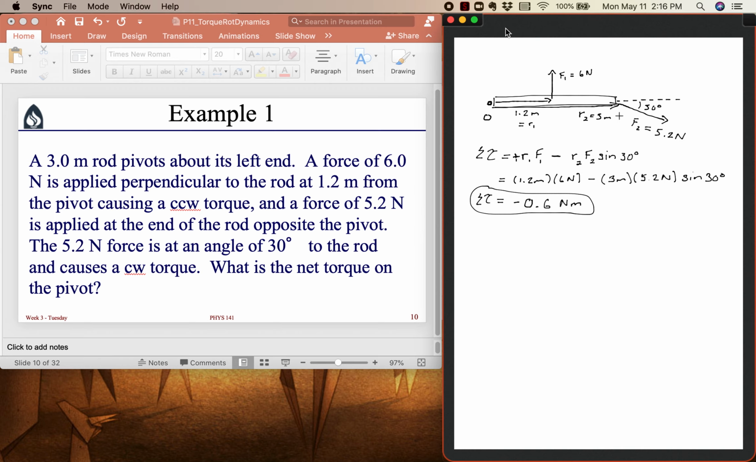It indicates that this second force, which is causing the negative torque, is going to cause a bigger torque than this force, and so overall the rod will tend to rotate in the clockwise direction.